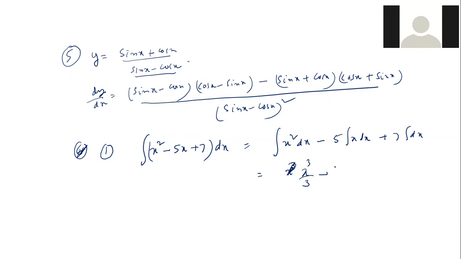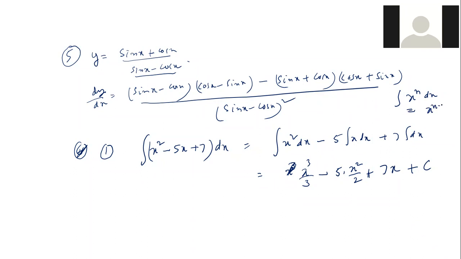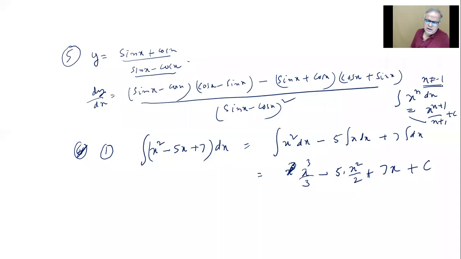Minus 5x squared by 2. Yeah, x to the power 1 dx is x to the power 1 plus 1 by 1 plus 1. Plus 7x plus c. And for all the three integrals put together, one constant. I just wanted this formula to become a part of your memory. And this is not valid for n equals minus 1. Mostly we'll be using this, x to the power n dx only, but on and off sine and cos also keep coming.